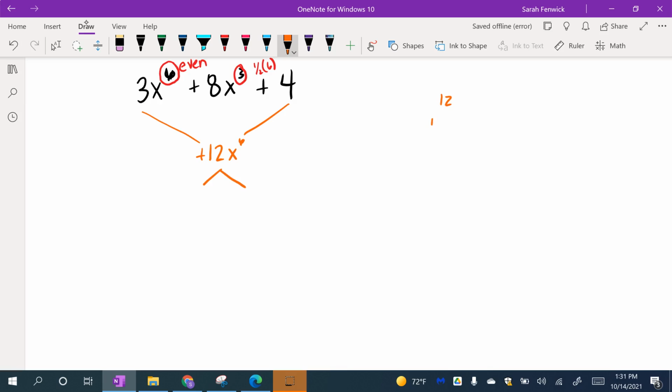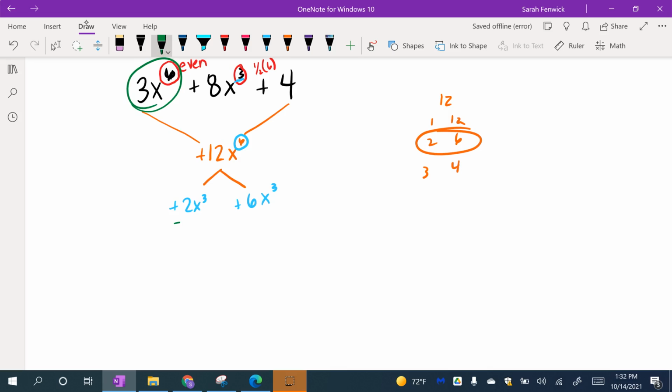12 is 1 and 12, 2 and 6, 3 and 4. 2 and 6 is what's going to give me positive 8. So since I want to multiply to be 12, which adds powers, and add to be x to the 3rd, which means they both have to be x to the 3rd, positive 2x to the 3rd, positive 6x to the 3rd. It multiplies to be 12x to the 6th, and it adds to be 8x to the 3rd.